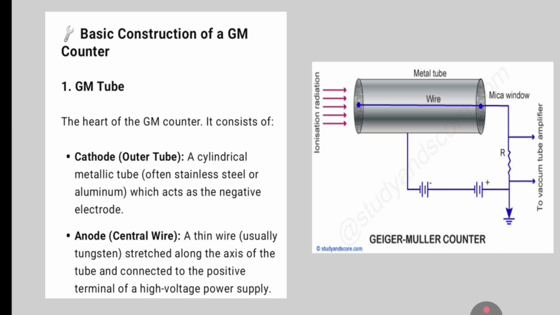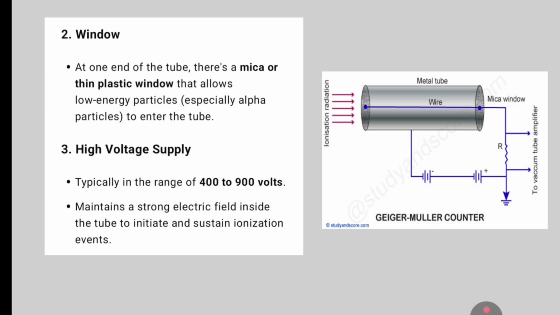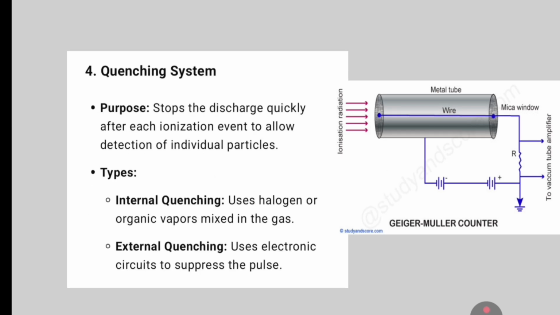So the cathode is a cylindrical metallic tube which acts as the negative electrode. The anode is a thin wire, usually tungsten, stretched along the axis of the tube and connected to the positive terminal of the voltage supply. Window: the mica window is present at the end of the tube, a thin window that allows low energy particles, especially alpha particles, to enter the tube. High voltage supply, typically in the range of 400 to 900 volts, maintains a strong electric field.